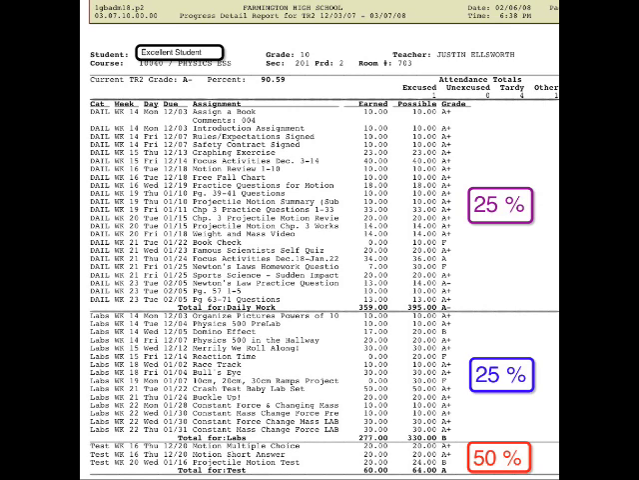Now again, looking at all three sections, your grade is based on 25% for classwork and homework, 25% for labs, and 50% for tests and quizzes.